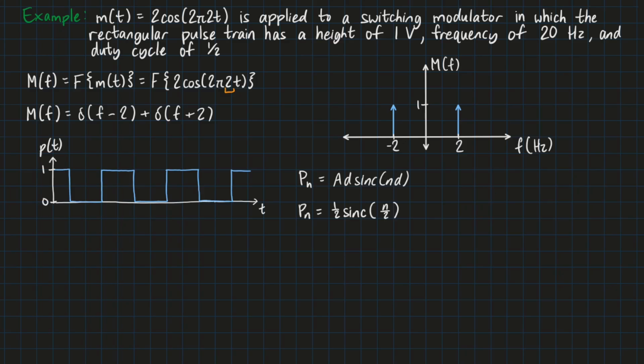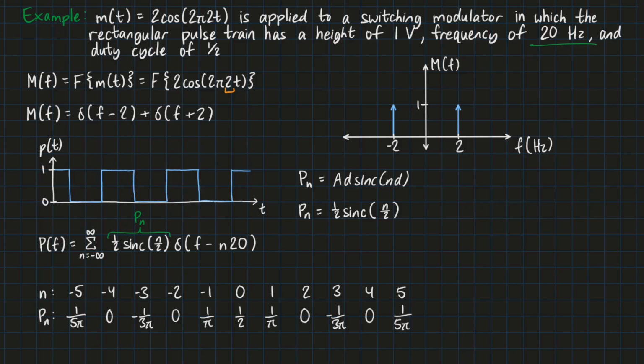So writing out P(f), we'll have the summation from n equals negative infinity to infinity of 1/2 times sinc(n/2) times delta of f minus the frequency. The frequency of the square wave is 20 Hz, so each harmonic n is a multiple of 20. And this part right here is P_n. Next, I'm going to write out the table of P_n for height of 1 and duty cycle 1/2.